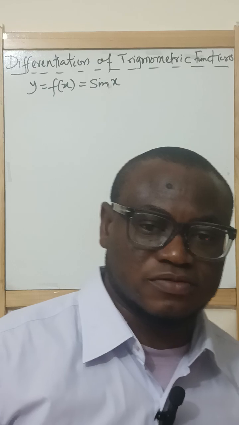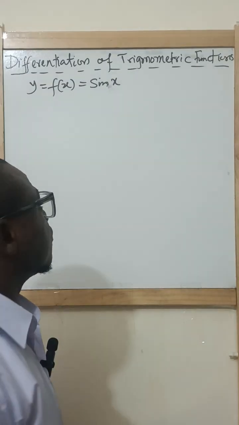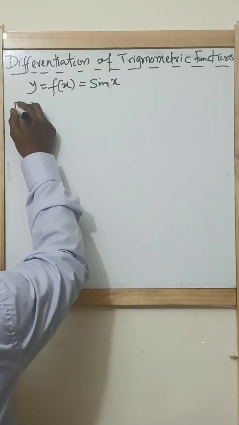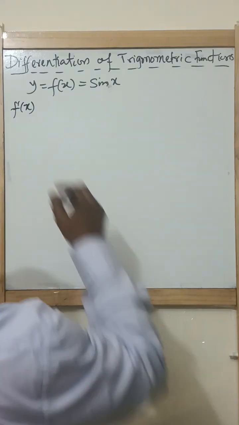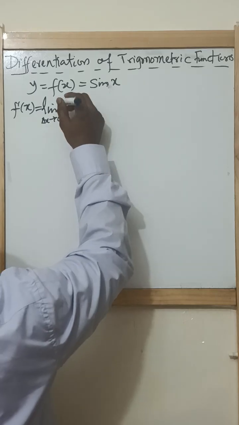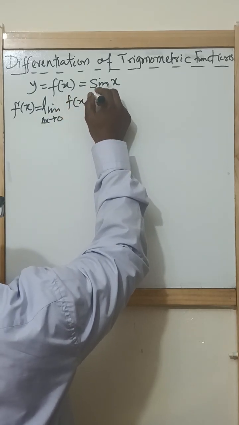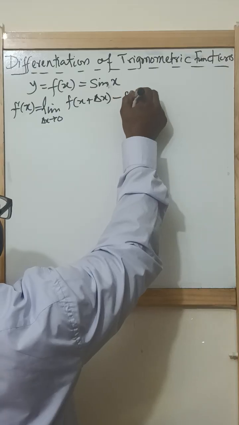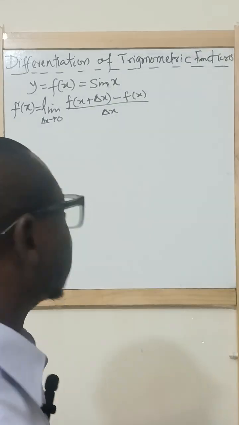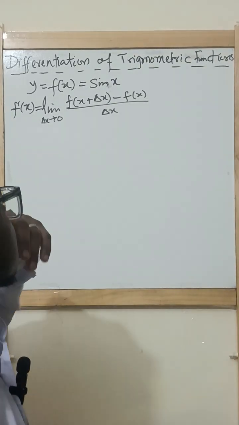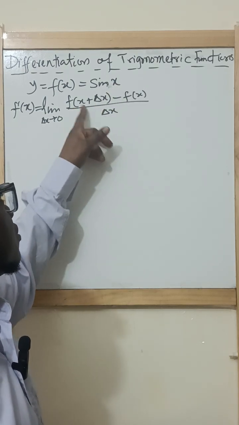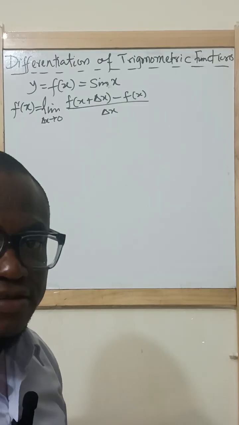What is the differentiation from the first principle? From the first principle, we know that f prime of x, which is our differentiation, dy/dx, is the limiting value as delta x tends to 0 of f of x plus delta x minus f of x, all over delta x. So that's the formula we're going to apply. When we want to find f of x plus delta x, whenever we find x, we replace it with x plus delta x.